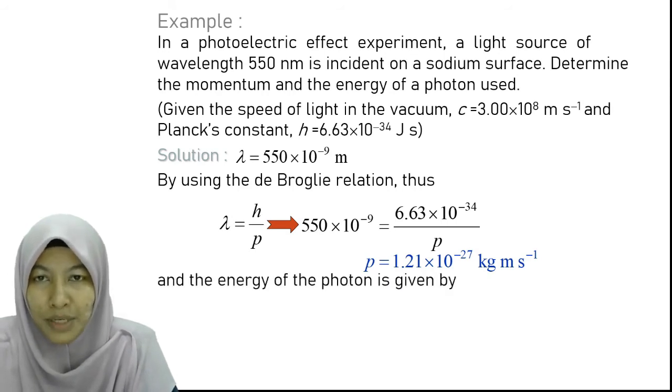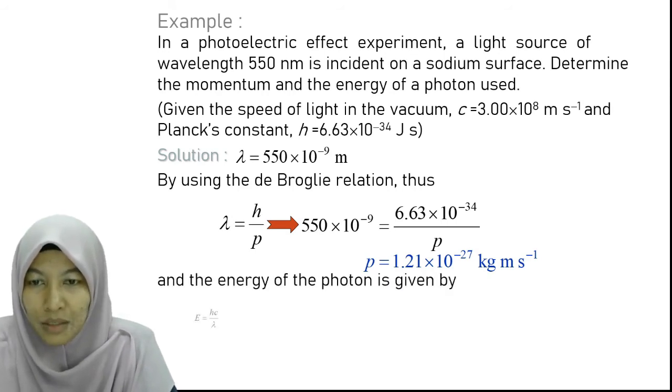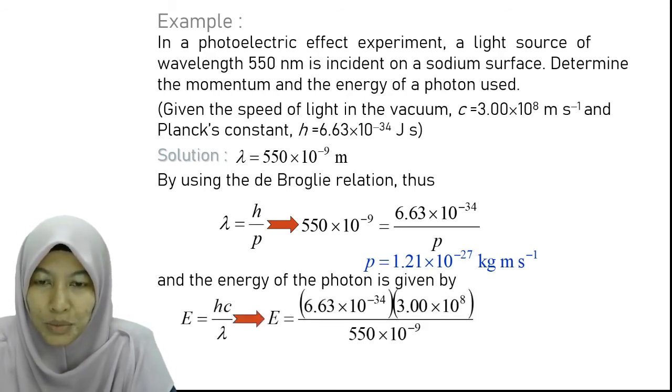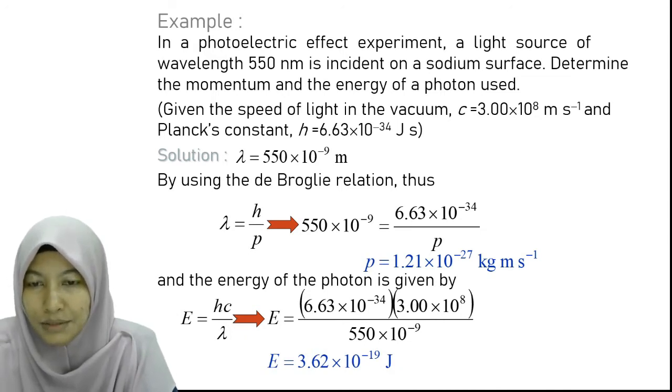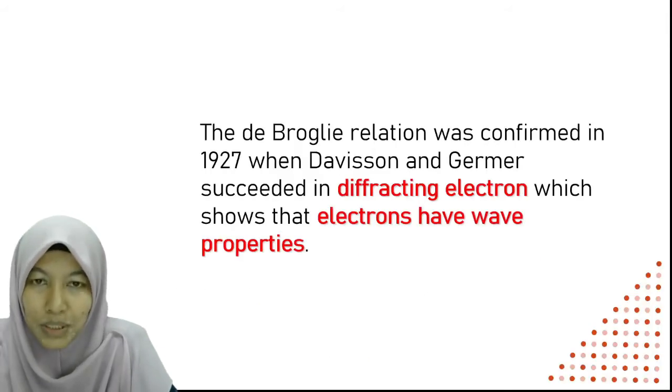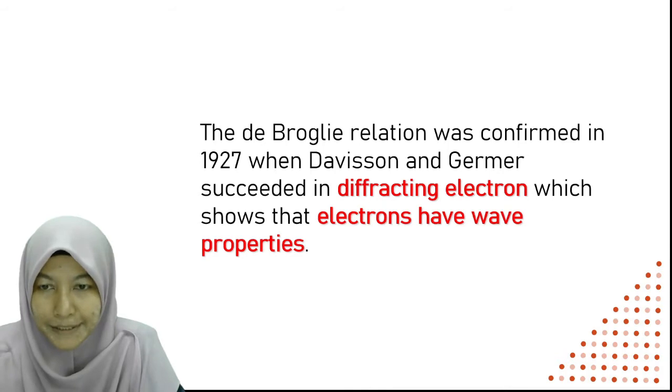So how to find the energy of the photon? By using E equal to hc over lambda. We just substitute, and we find the energy of the photon is 3.62 times 10 to the power of negative 19 joule. The de Broglie relation was confirmed in 1927 when Davisson and Germer succeeded in diffracting electrons. This showed that electrons have wave properties.